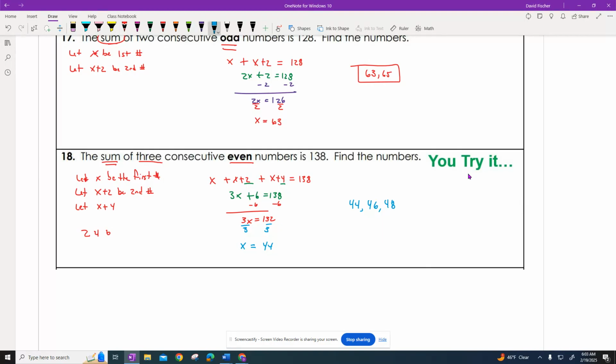Now one more time, I want to check. 44 plus 46 plus 48. And sure enough, it adds up to 138. Okay? All right, got 3 more, and then we'll get to practice sake. It's going to go pretty fast today.